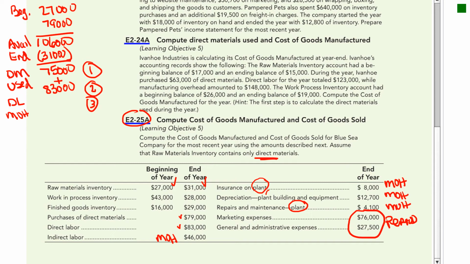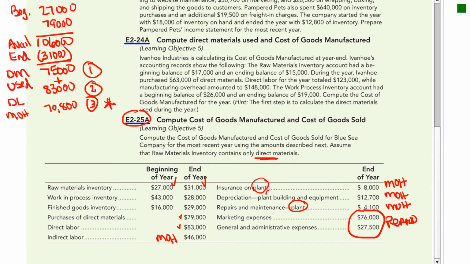So in this problem, it looks like we've got 1, 2, 3, 4 overhead accounts. If you were to combine these and add them up, that's going to give you a total overhead of about $70,800. So you actually have to calculate this one, and I just identify them. You just have to add them together.